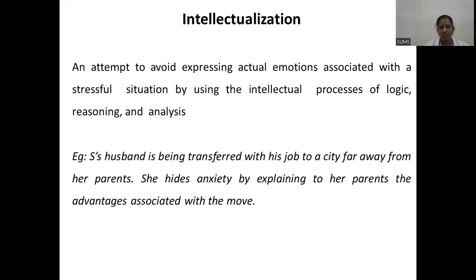Intellectualization: an attempt to avoid expressing actual emotions associated with stressful situations by using the intellectual processes of reasoning and analyzing. Example: a wife's husband is being transferred with his job to a city far away from her parents, and she hides her anxiety by explaining to the parents the advantages associated with the move.